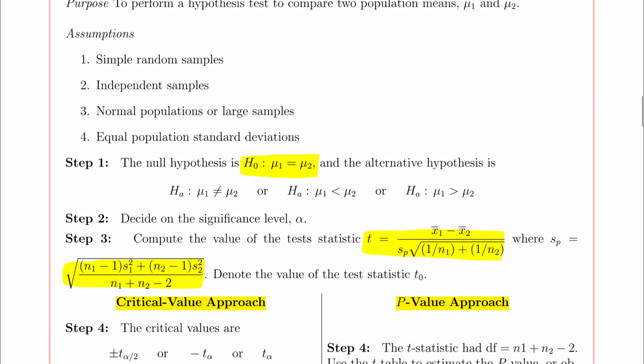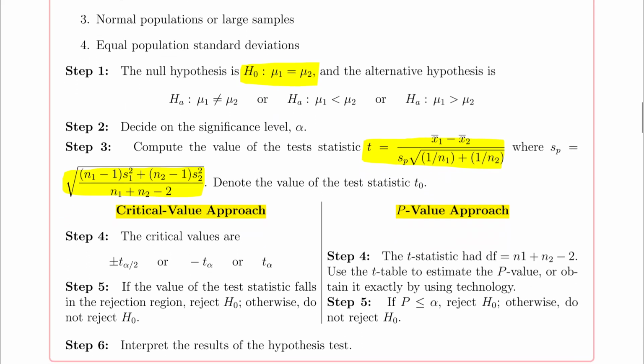Relative to example 1, we want to check the 4 assumptions. It does say in the example that the samples are given as simple random samples, so the first assumption is met. It's also indicated that they are independent samples, so assumption 2 is met. And then assumption 3, we're going to look at the large sample aspect of it. Both samples are large because they are 35 and 30 respectively.